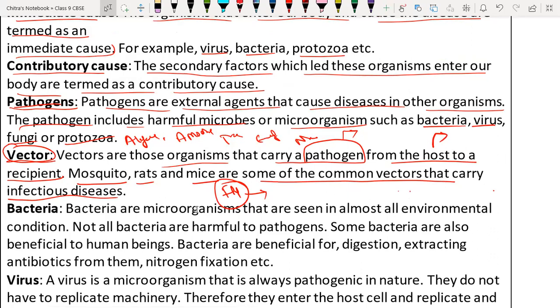Now we are going to discuss bacteria. Bacteria are microorganisms that we cannot see with our naked eyes because they are microscopic in nature. They are present almost everywhere.